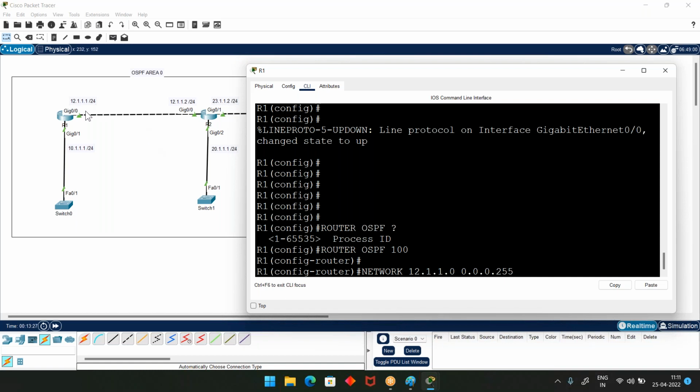Now this 12.1.1 belongs to which area? Which area here? It belongs to the area.